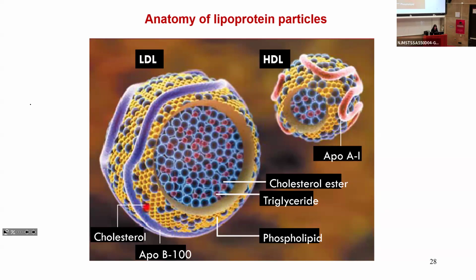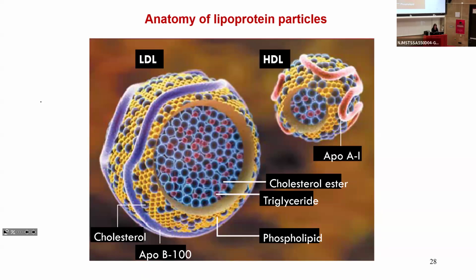So the purple is cholesterol, the yellow are phospholipids. The head groups are sticking out toward the aqueous, toward the blood. Fatty acid tails are pointing to the center. And in the center is where the cholesterol esters and triglycerides are packed. What distinguishes the lipoprotein particles one from the other is the protein, which is shown here as this long snaky thing on the outside. The protein is the signature that determines one particle from the other.